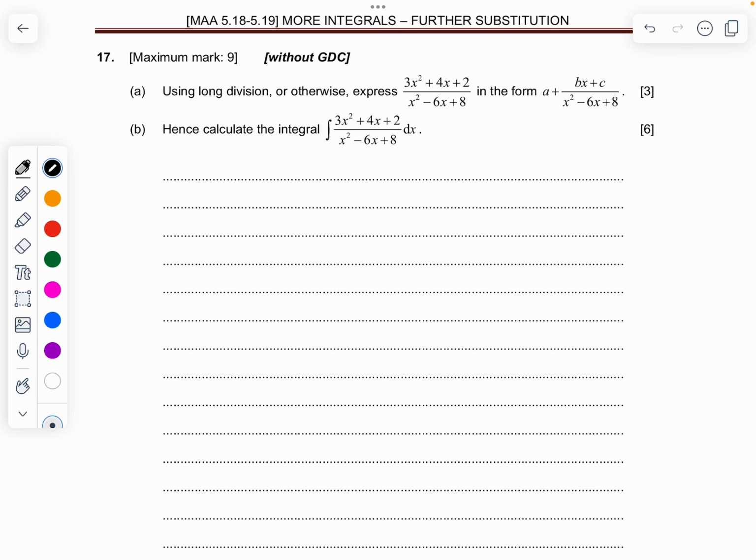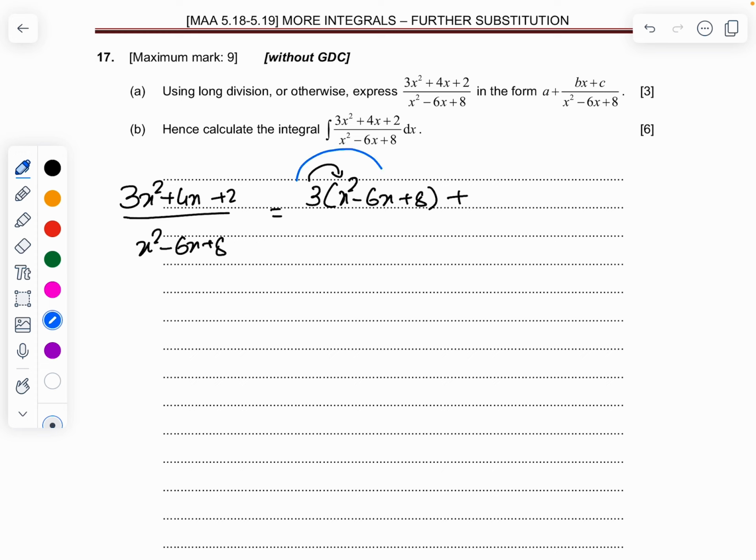Question number 17. By using long division or otherwise, find this one in this form: 3x square plus 4x plus 2 divided by x square minus 6x plus 8. So I have to write it in terms of the denominator so that the denominator can get cancelled. 3 times x square is 3x square, then 3 times minus 6x is minus 18x, but I want plus 4x. So I should be adding 22x because 22 minus 18 will become 4.